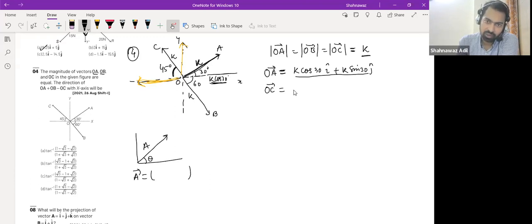Yes, Martin. So what would be OC? OC is K cos, first is the cos part, right? So K cos, and what is the angle? 45. So K cos 45. But we have an important thing to remember here.